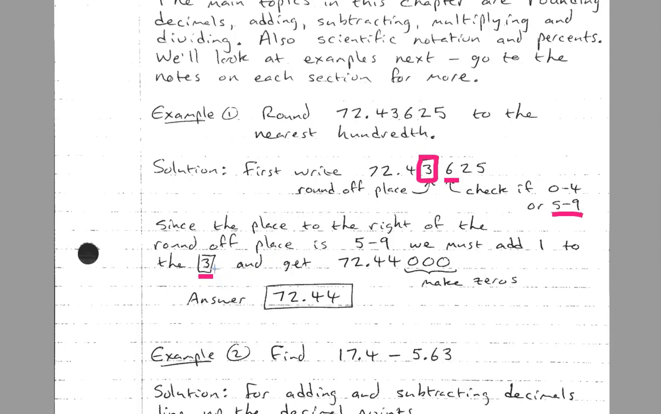Okay, so that 3 goes up to a 4, and then make all the digits to the right of that 0, and these are insignificant, so you can just ignore them. Alright, so that's the answer, 72.44. Okay, rounding, so yeah, just find the round off place first, and then check the next digit.